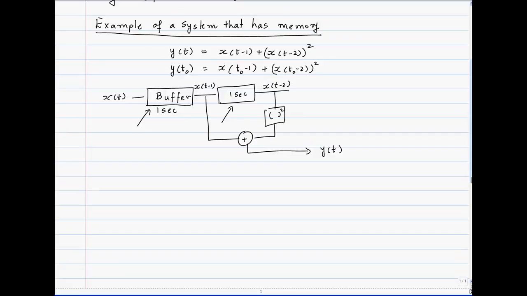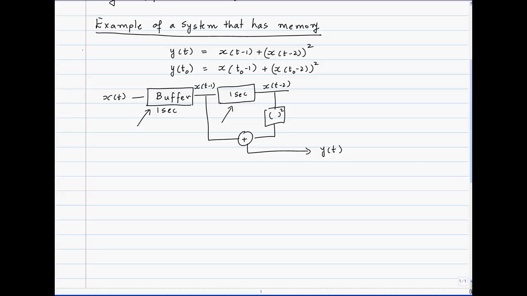It may be a bit confusing that sometimes y of t may depend on x of t plus 1, for example. I would strongly urge you to watch the video corresponding to causality. I made another video where I talk about when a system is causal and when it is not causal. I think it would be a good idea to watch that video to understand how we can implement systems for which y of t depends on x of t plus 1 or t plus something in general.